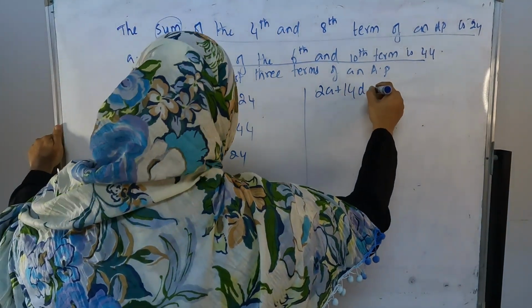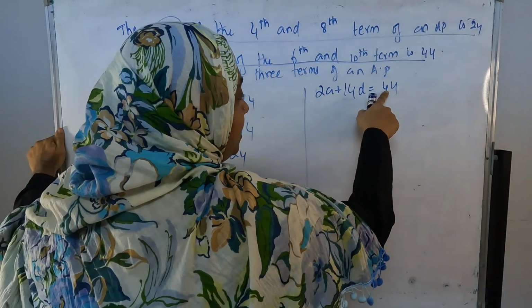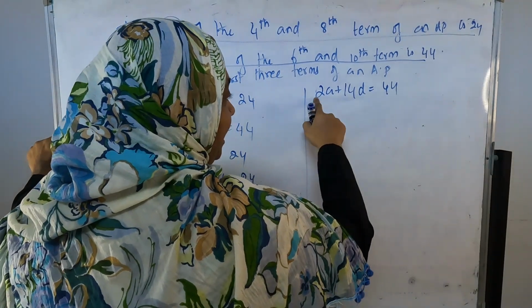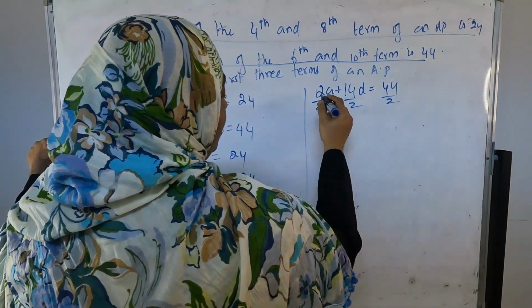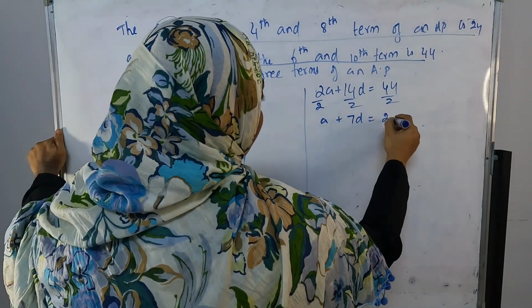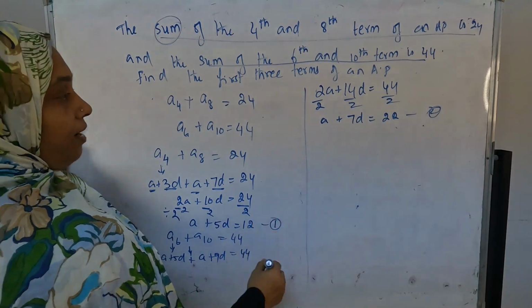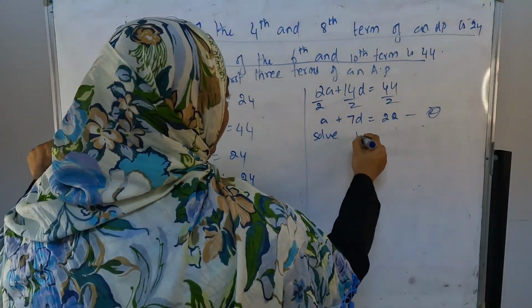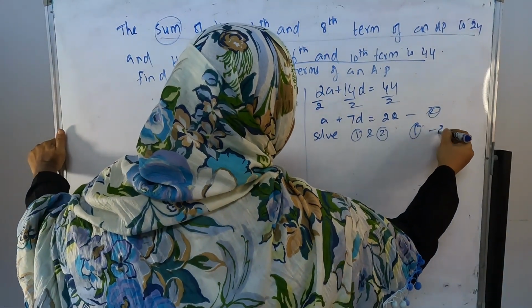44. These are also in the 2 table, so it can be divided by 2. So divide by 2. Now it becomes a plus 7d, and it is 22. It is our second equation. Okay, now solve the first one. Solve 1 and 2, or subtract 1 and 2.